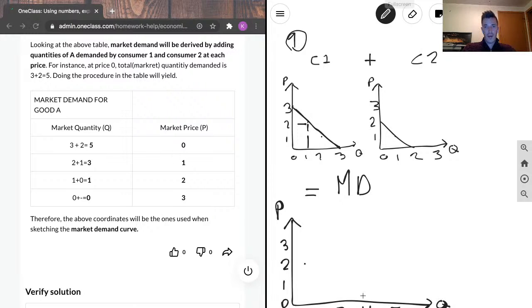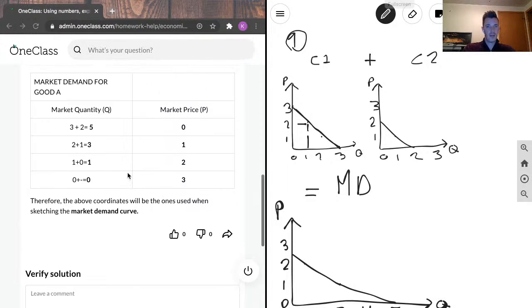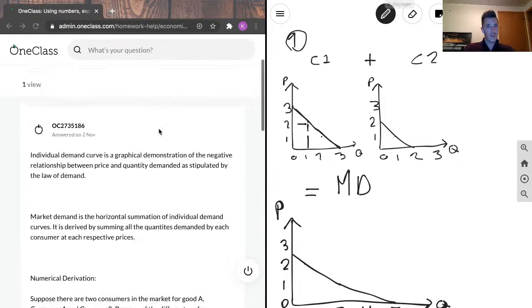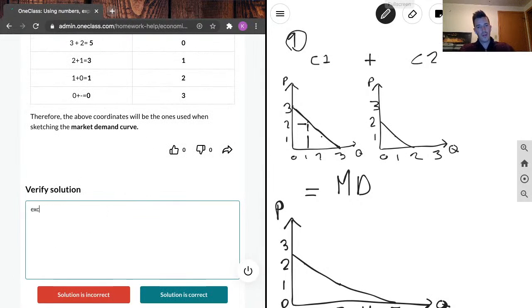Similarly, at a price of 1, it's going to be demand of 3. And at a price of 0, it's going to be a demand of 5. So we end up with this kinked demand curve because we've got 2 individuals that we're adding to make the market demand curve. It's a very good write-up by our junior tutor. Well done.